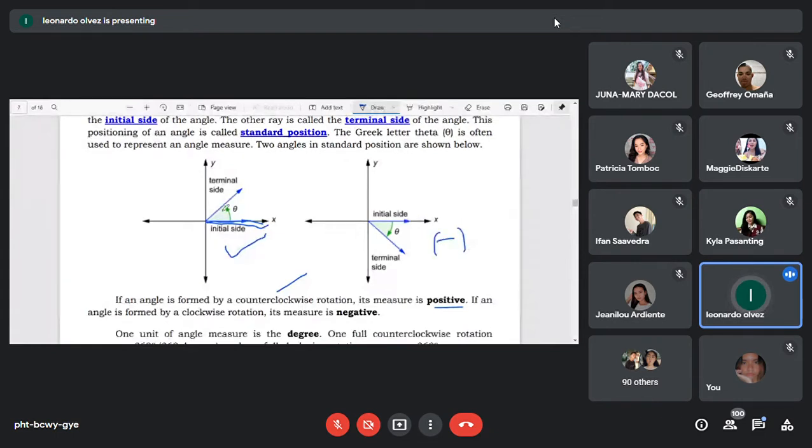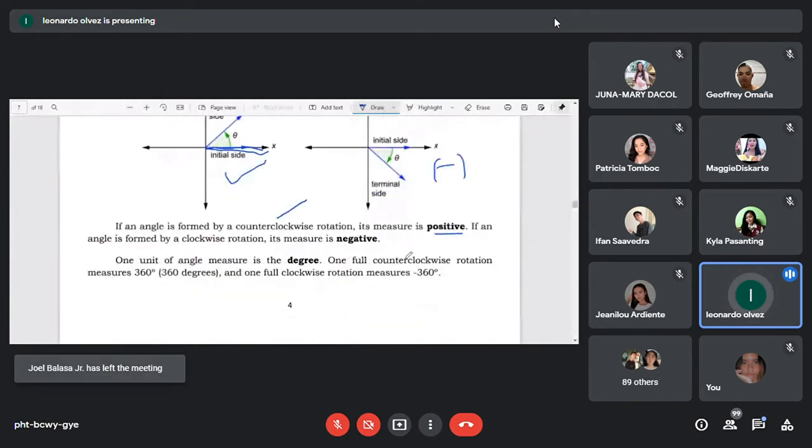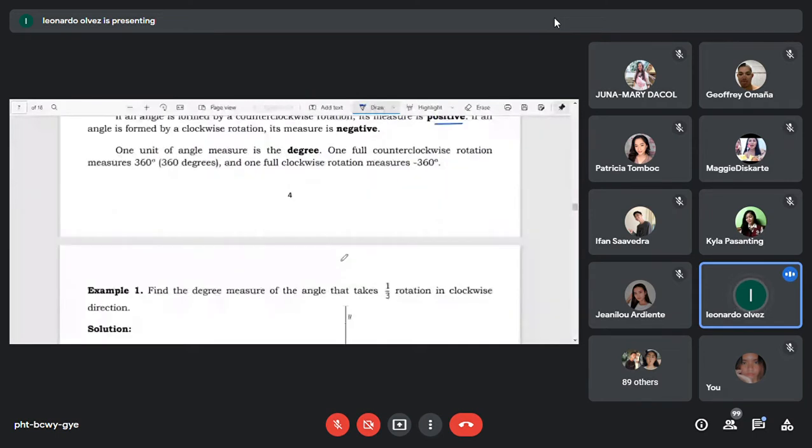In measuring the angle, the unit of angle measure is what you call the degree. So one full counterclockwise rotation is equal to 360 degrees. And one full clockwise rotation measures negative 360 degrees.